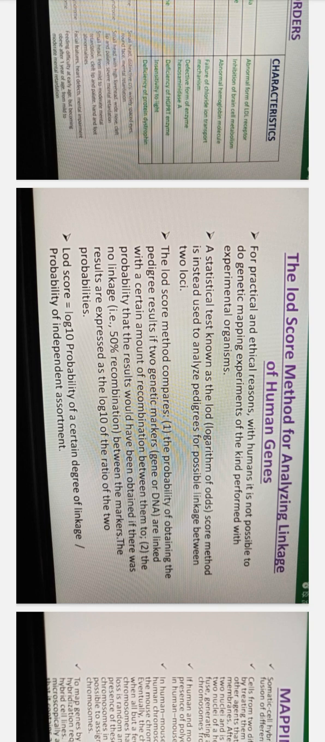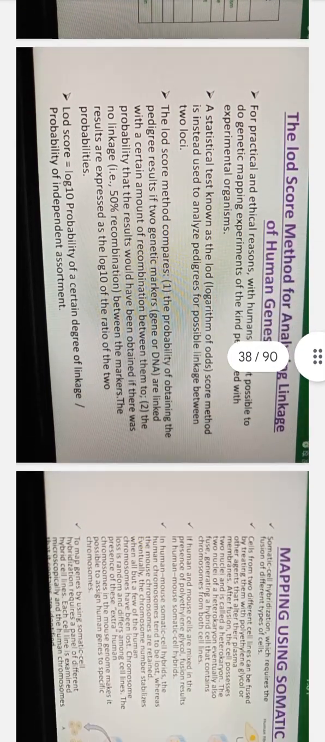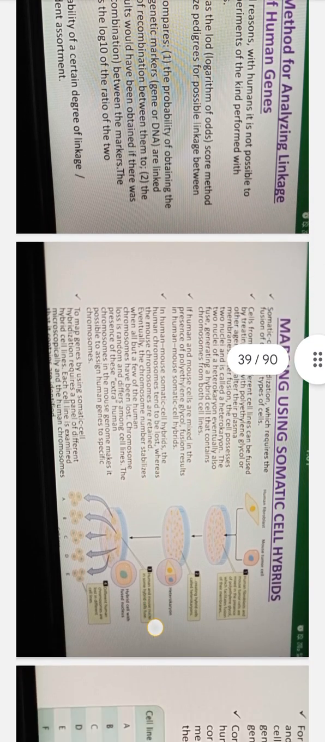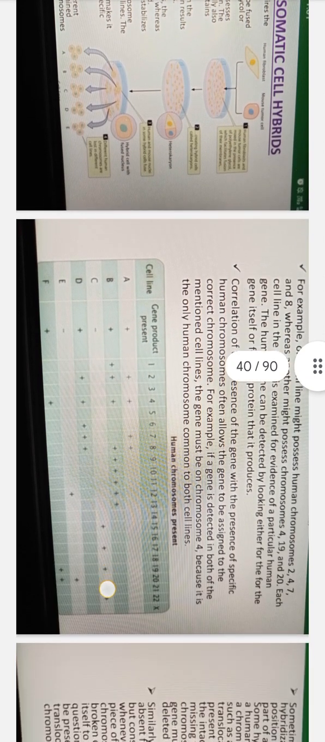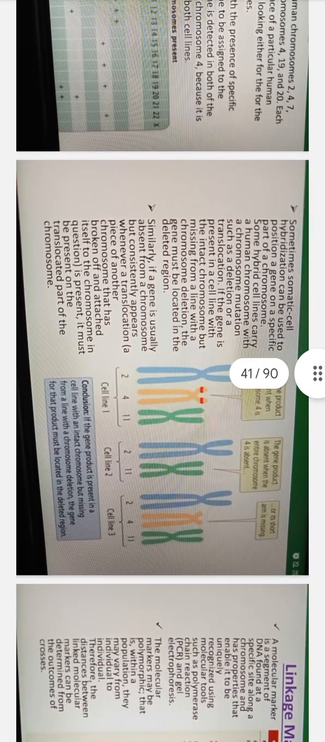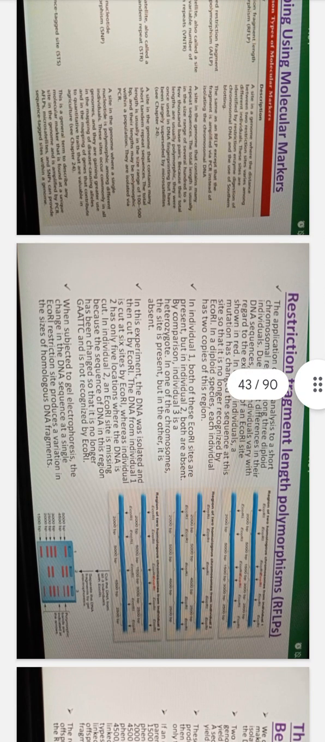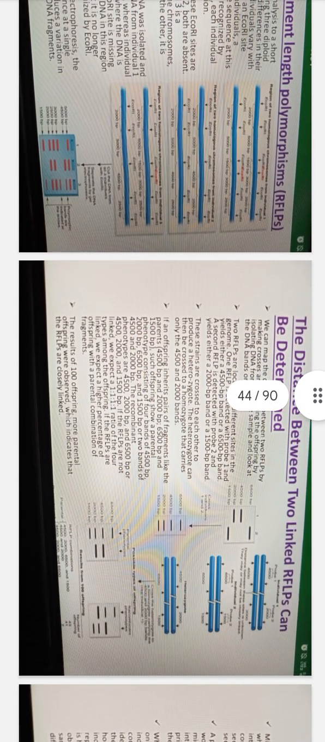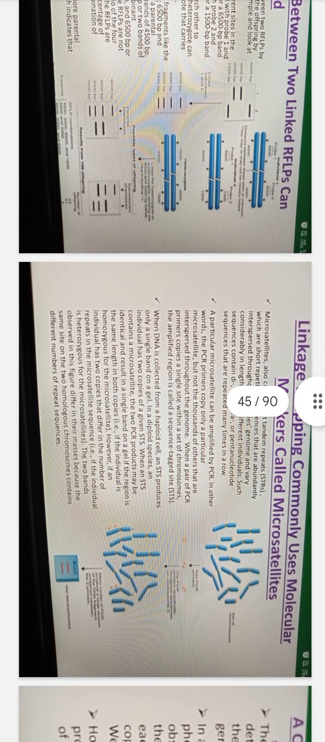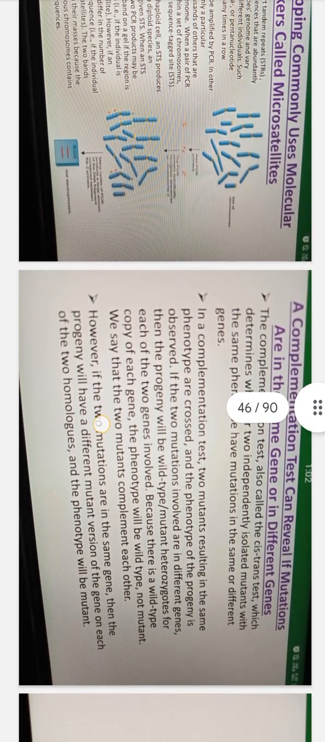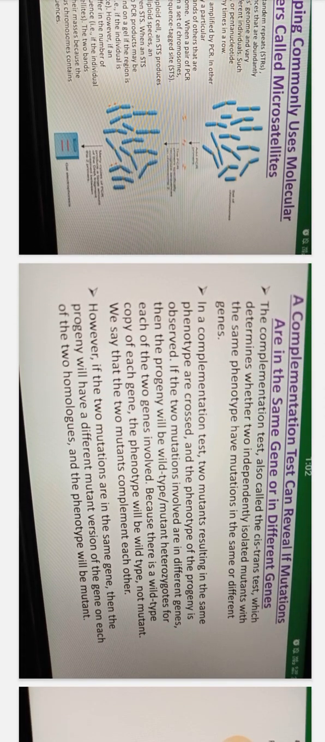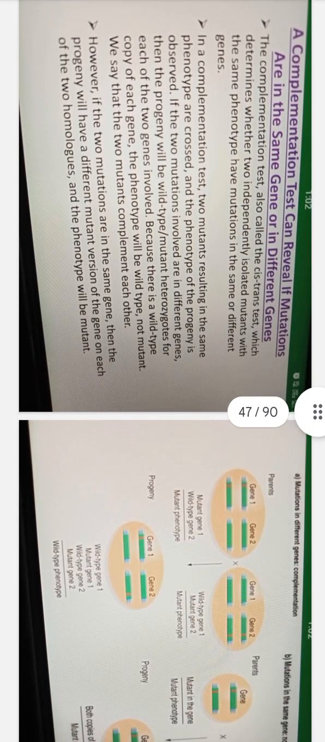The lod score method for analyzing linkage of human genes, and mapping using somatic cell hybrids. How to do this? Linkage mapping using molecular markers, restriction fragment length polymorphisms. The distance between two linked RFLPs can be determined. Linkage mapping commonly uses molecular markers called microsatellites. A complementation test can reveal if mutations are in the same gene or in different genes.